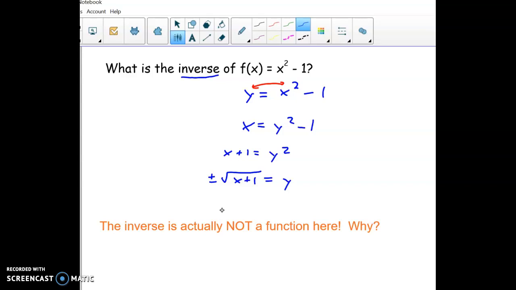If you want to get really fancy, then if our original function is f of x, we'd say the inverse of that, f minus 1 of x, is equal to plus or minus the square root of x plus 1. That would be the fancy answer. Realistically, either one of these is fine, but the very bottom one is very fancy.